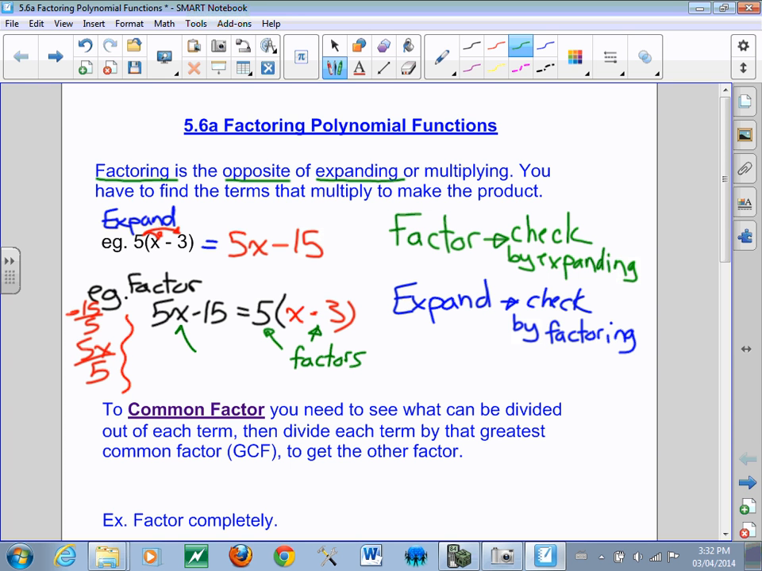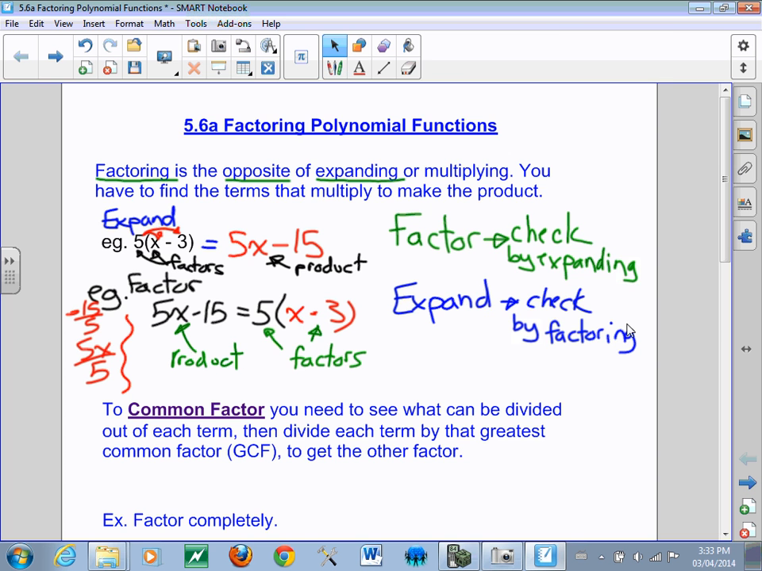And we started with what was called the product. That's the opposite of the question above. In the question above, we started with our factors, and when you expand, you end up with the product. All right, so let's start by practicing common factoring.